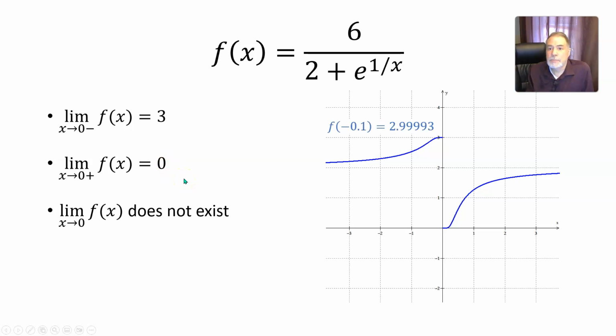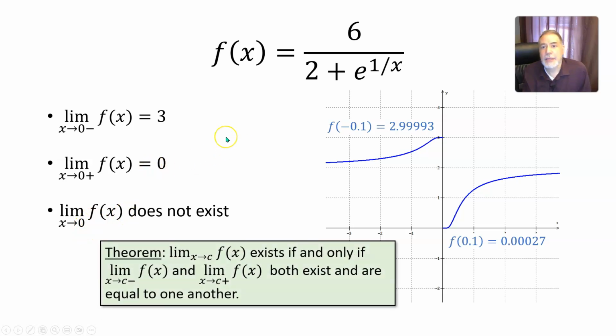If you want to look at some particular examples, plug in negative 0.1. There's an example of a number that's a little bit less than 0, and you get a value of approximately 2.99993, close to 3. Plug in a number that's a little bit greater than 0, like positive 0.1, and you get a value like positive 0.00027, close to 0. But those two numbers aren't very close to one another, and so we have this big gap here, this big jump from one level to another. And so the limit just as x approaches 0 does not exist.